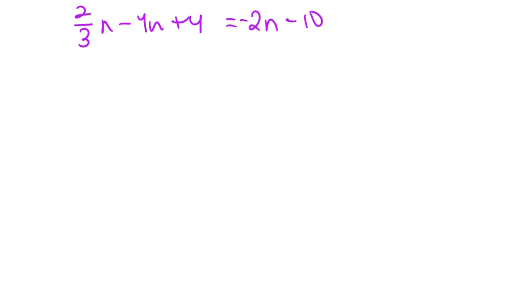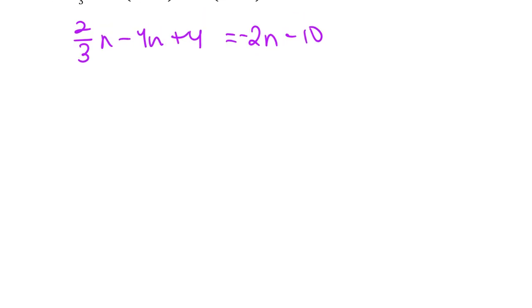There we go. Okay. Then we got, let's see, let's get all our n's to one side. So I'm going to subtract the 2/3 n. I'm going to add the 4. And then I'm going to add the 10. And I'm going to add the 10. And that's going to get all my n's to the right. That's going to get all my constants to the left.